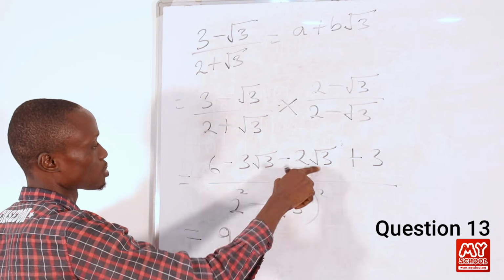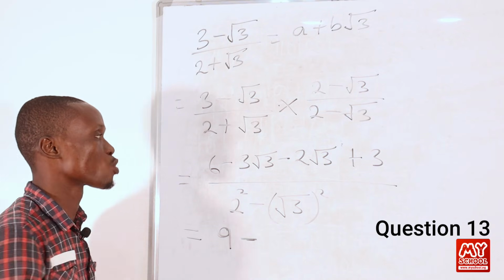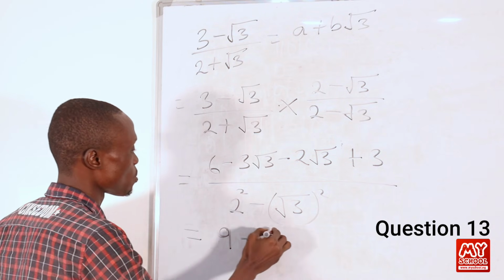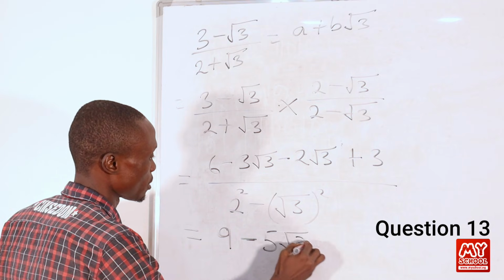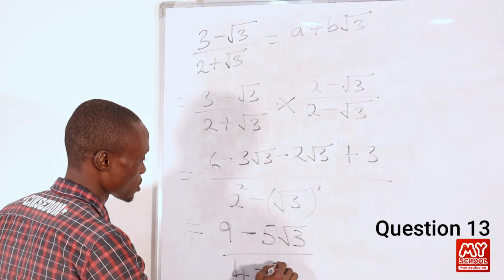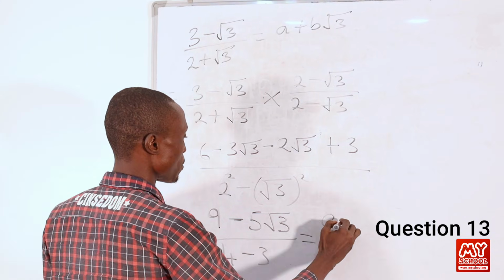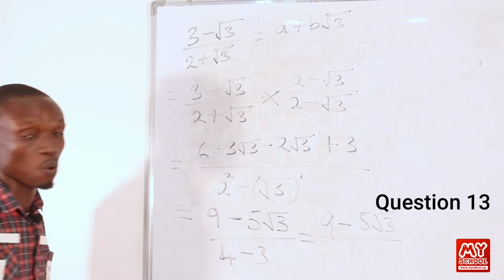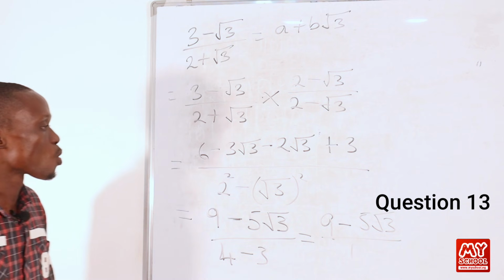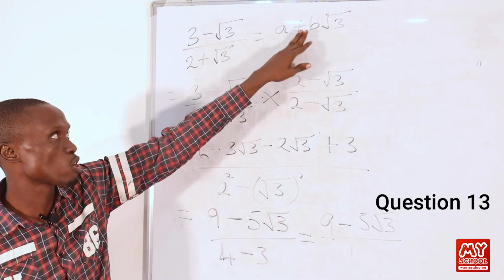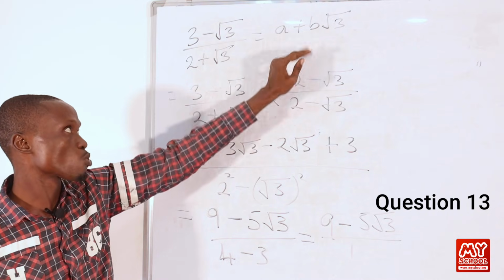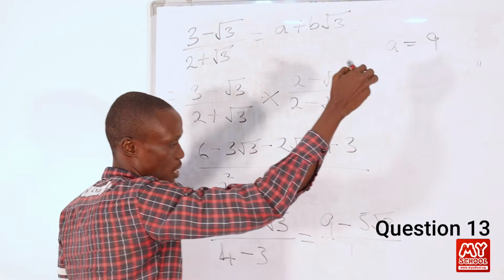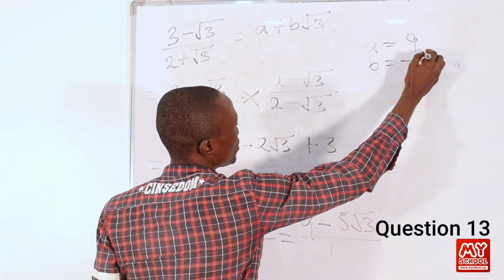Minus, since these two surds are similar surds like I said earlier, we can add the rational parts and then take one of the irrational part. So this will be 5 root 3, all over 4 minus 3, which is equal to 9 minus 5 root 3 all over 1. Of course, any number over 1 still remains that number. So we can now compare this value with what is given to us in the question. By comparison, we find that A is equal to 9 and B is equal to minus 5.